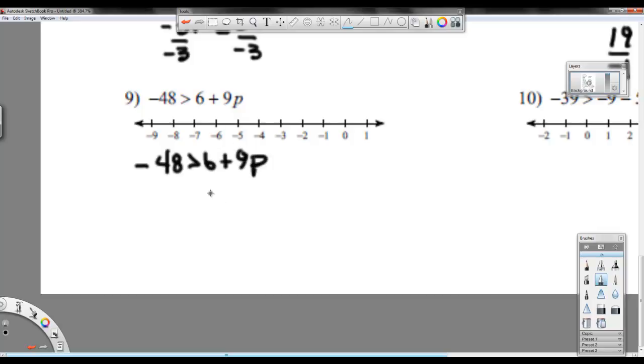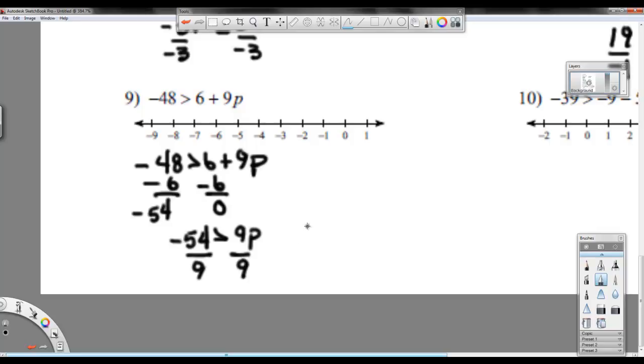Okay, I'm going to get rid of the 6. Subtract 6 from each side. It's a positive 6, so I want to do a negative 6 to get it to go to 0. Then I balance the equation. Now these two things are the same sign, so add them and keep the sign. So that'll be a negative 54. So here's my inequality: negative 54 is greater than 9p. Divide each side by 9.